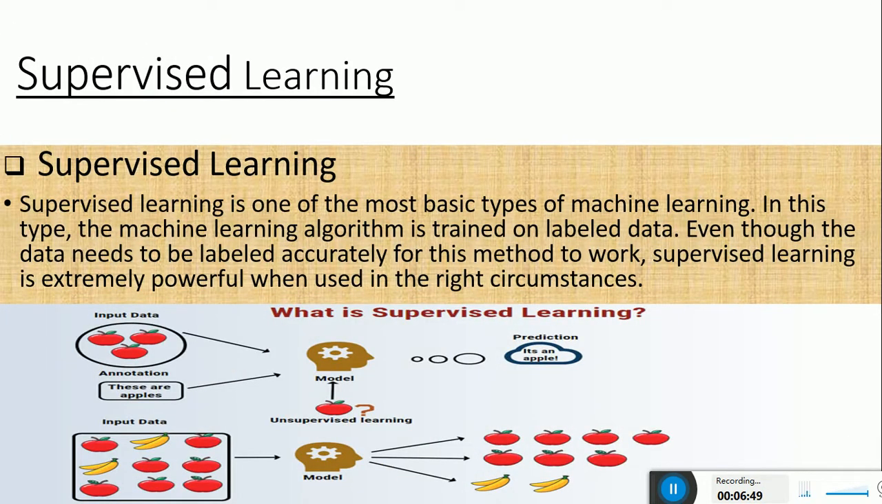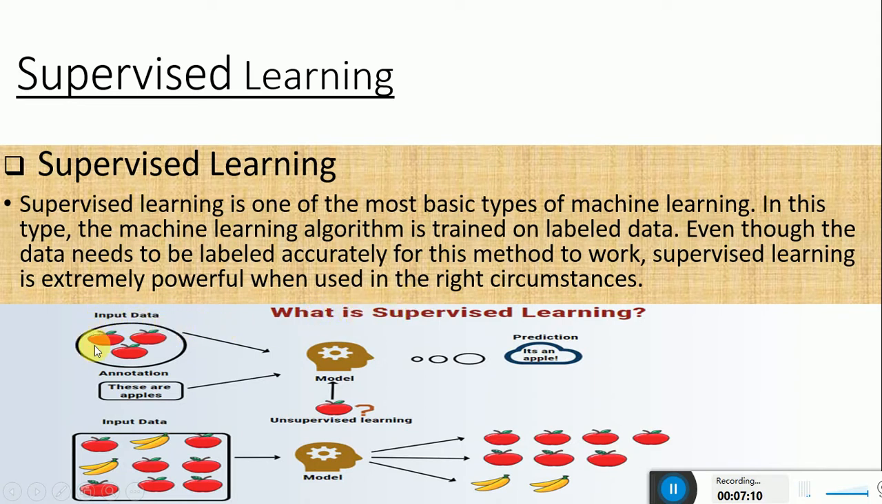What is supervised learning? Supervised learning is one of the most basic types of machine learning. In this type, the machine learning algorithm is trained on labeled data. Even though the data needs to be labeled accurately for the method to work, supervised learning is extremely powerful in the right circumstances.